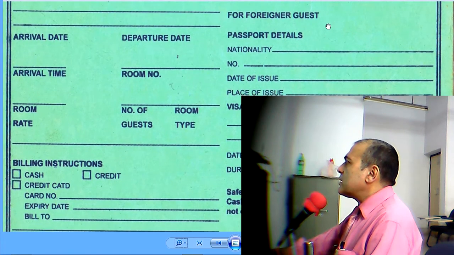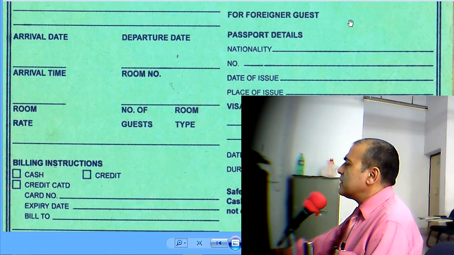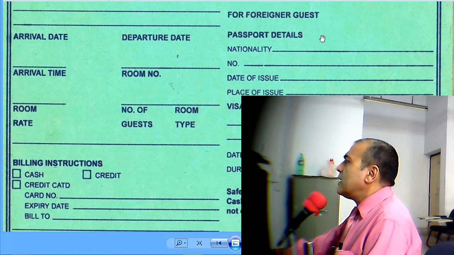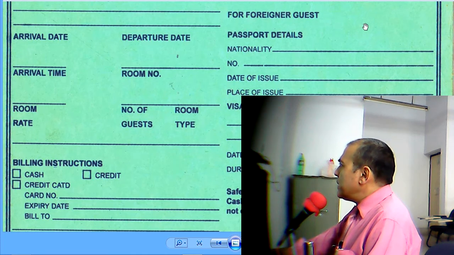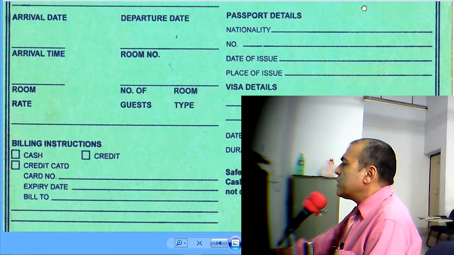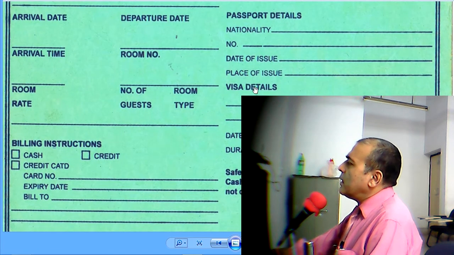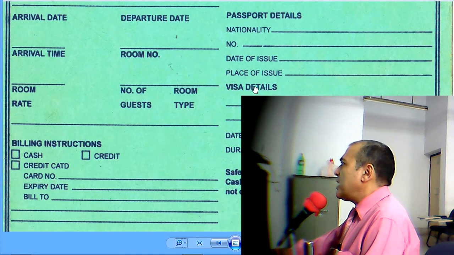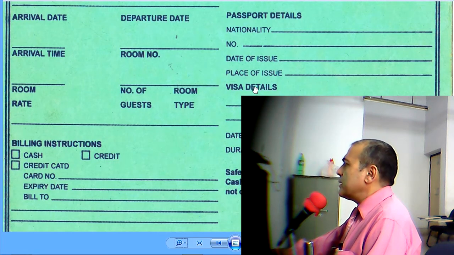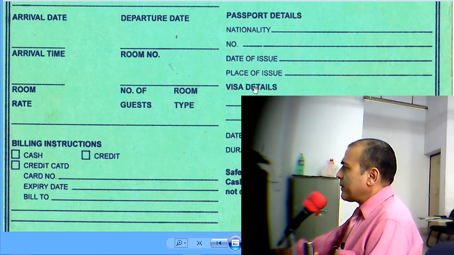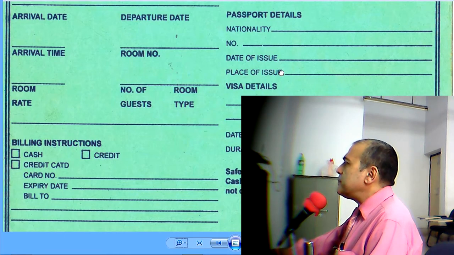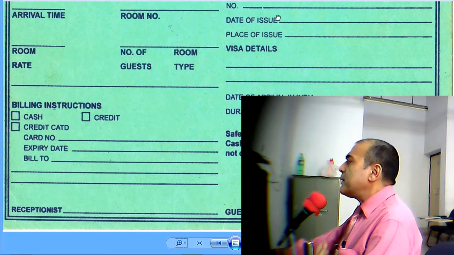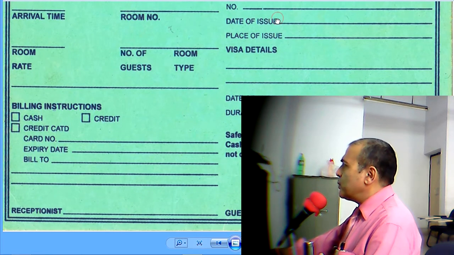And now we come to another very important aspect of GRC. This is for foreigner guests, and we must fill in the details of passport and visa. For many years, I used to believe that visa is a separate document, but now I know that visa is nothing but an endorsement on the passport. So visa is not a separate document. It is a stamp which is marked by the embassy of that country in a foreign country on the passport of the applicant.